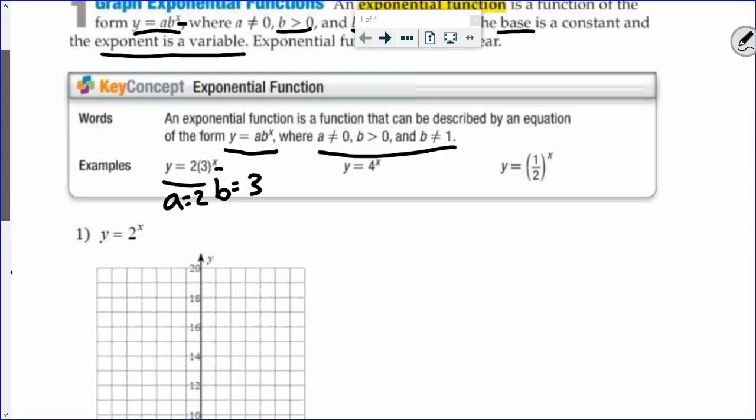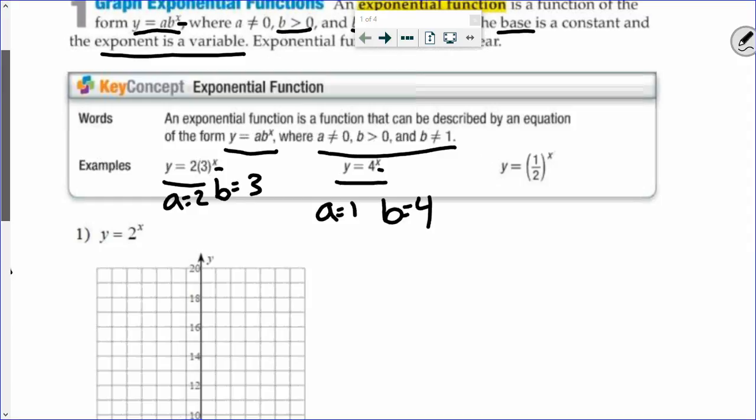It's a variable, right? And this y equals 4 to the power of x. Here, a would be 1. We don't see the 1 there. That's because we don't write 1 times something. That's kind of common for us. And then here our base, our b value, would be 4, and again our exponent is the variable.